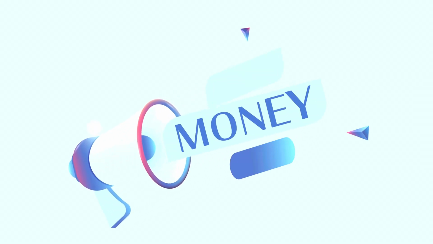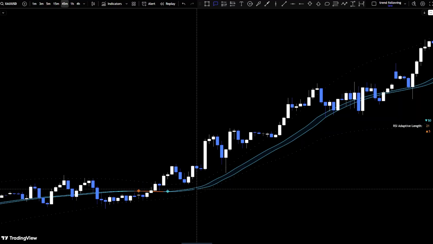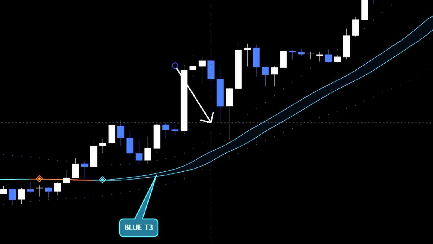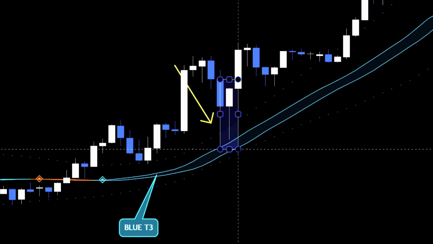Okay, so you've got your T3 for the signal and your custom MACD for confirmation. Now let's put it all together. It's a simple two-step process. Let's talk about a buy trade. First, you wait for the T3 indicator to give you a signal. You see the price has come down and is bouncing off that blue line. That's question number 1 answered.